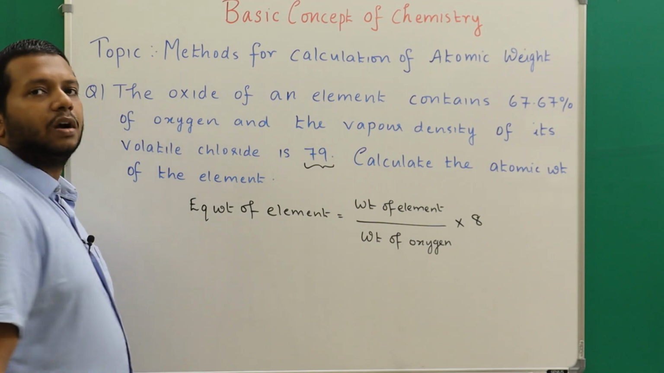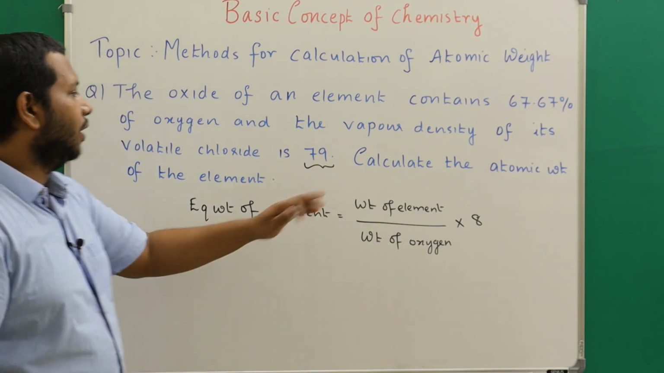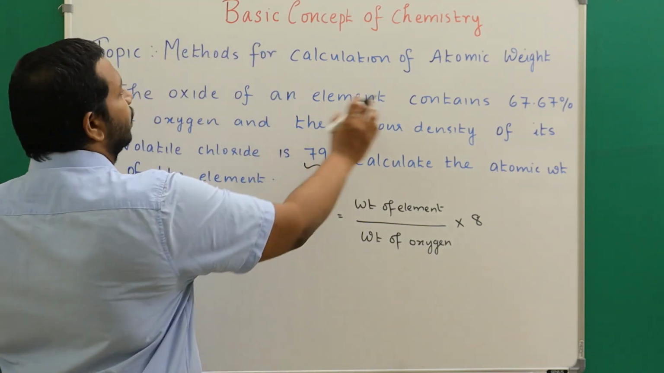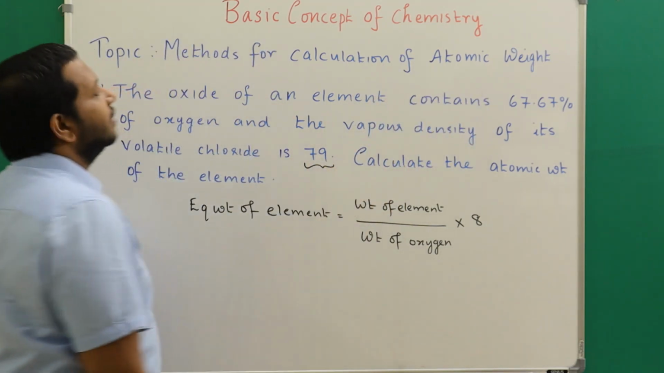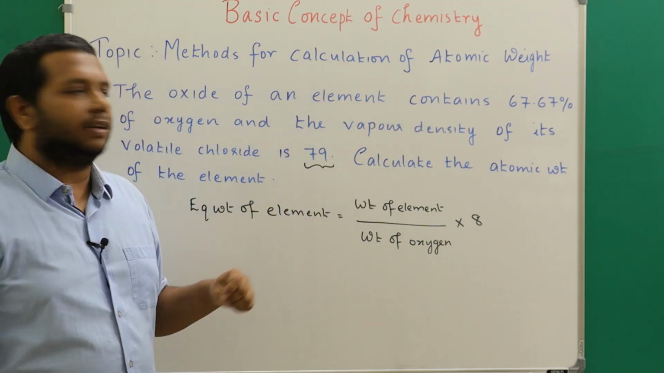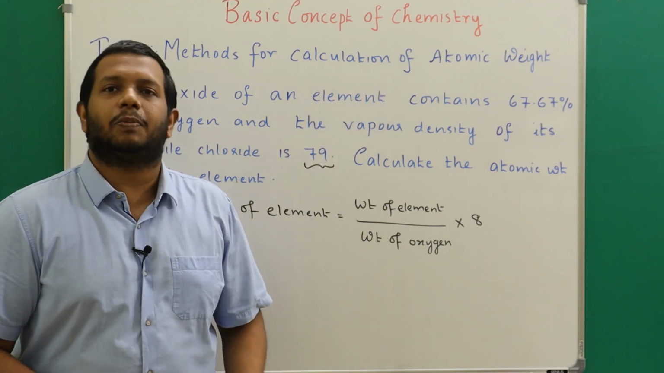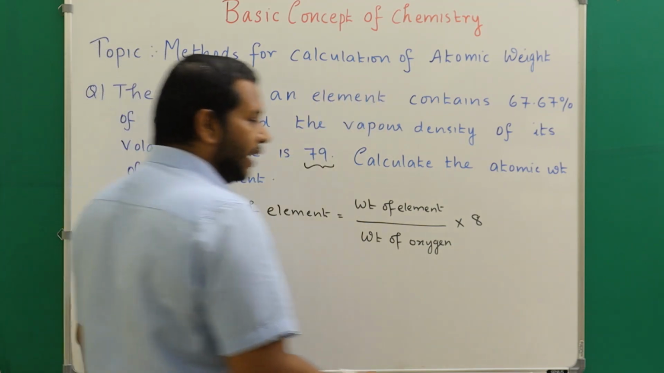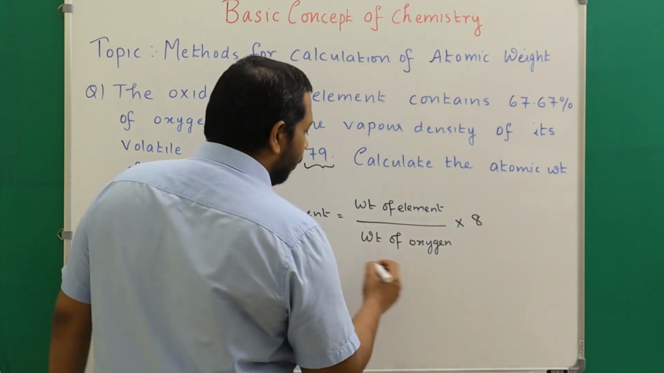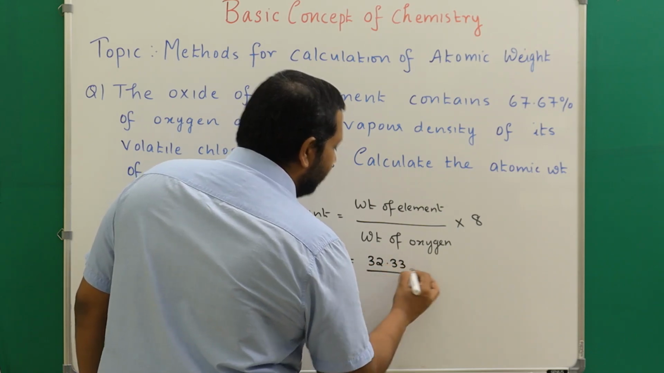So this we have learned already, correct? You remember, I hope, the oxide formation method. Now what is the weight of the element here? So we know that the oxide of an element contains 67.67% of oxygen. So the remaining will be what actually? Element. So what is the element's mass? 100 minus 67.67. So if you do that, you will get it as 32.33.